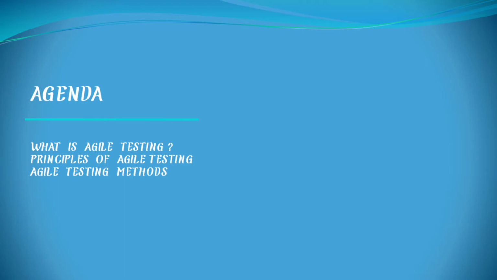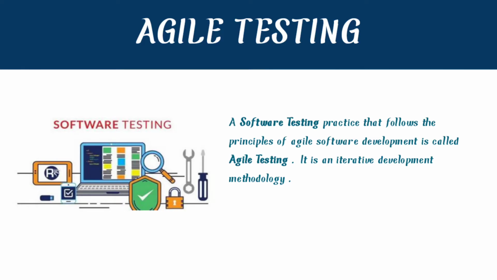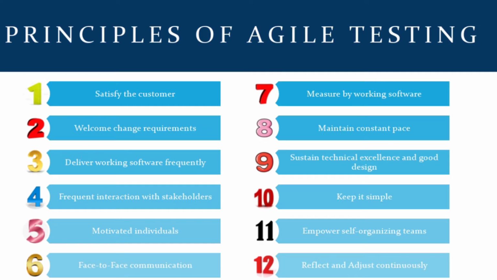So, what is agile testing? Now, agile testing is basically a software testing process that follows the principles of agile software development. Agile is basically an iterative development methodology where requirements evolve through collaboration between the customer and self-organizing teams. So let's move on and have a look at the different principles of agile testing.